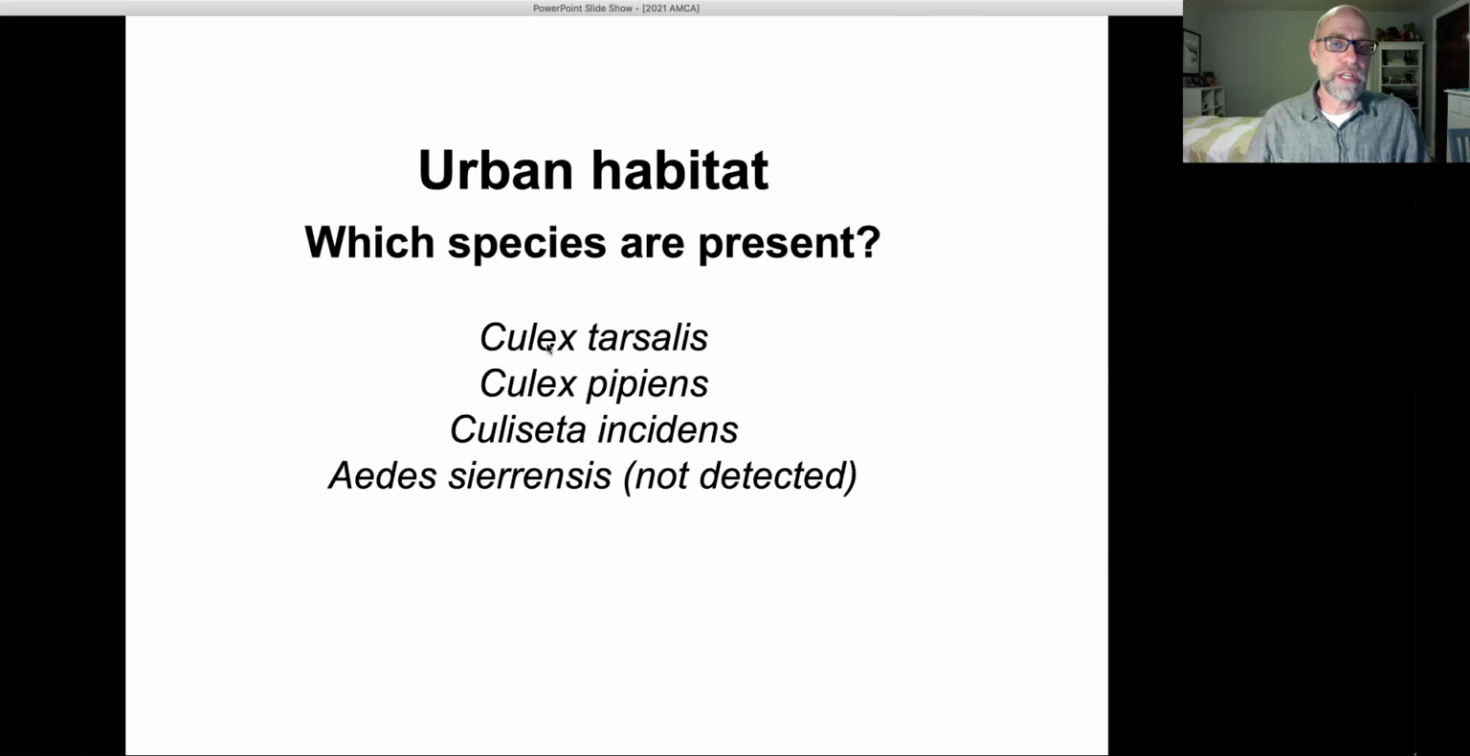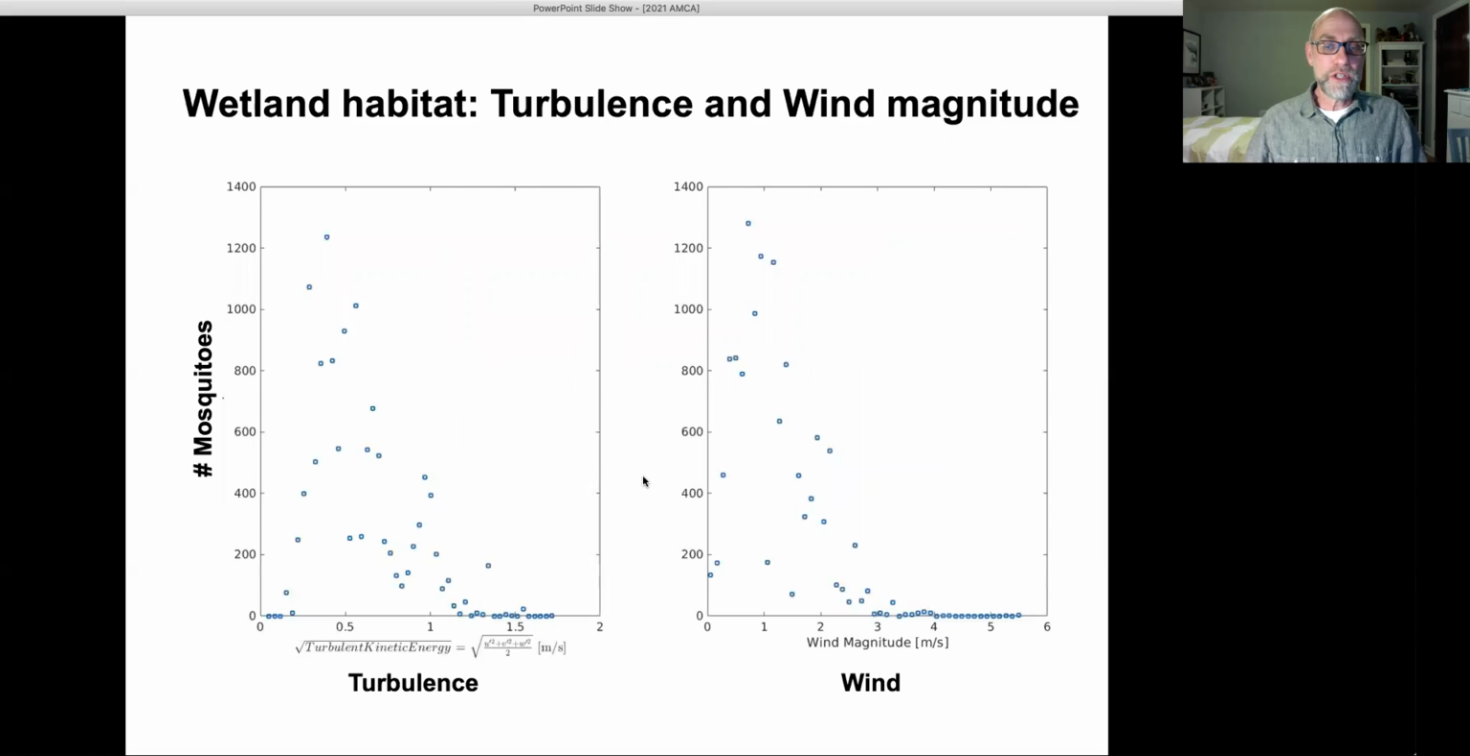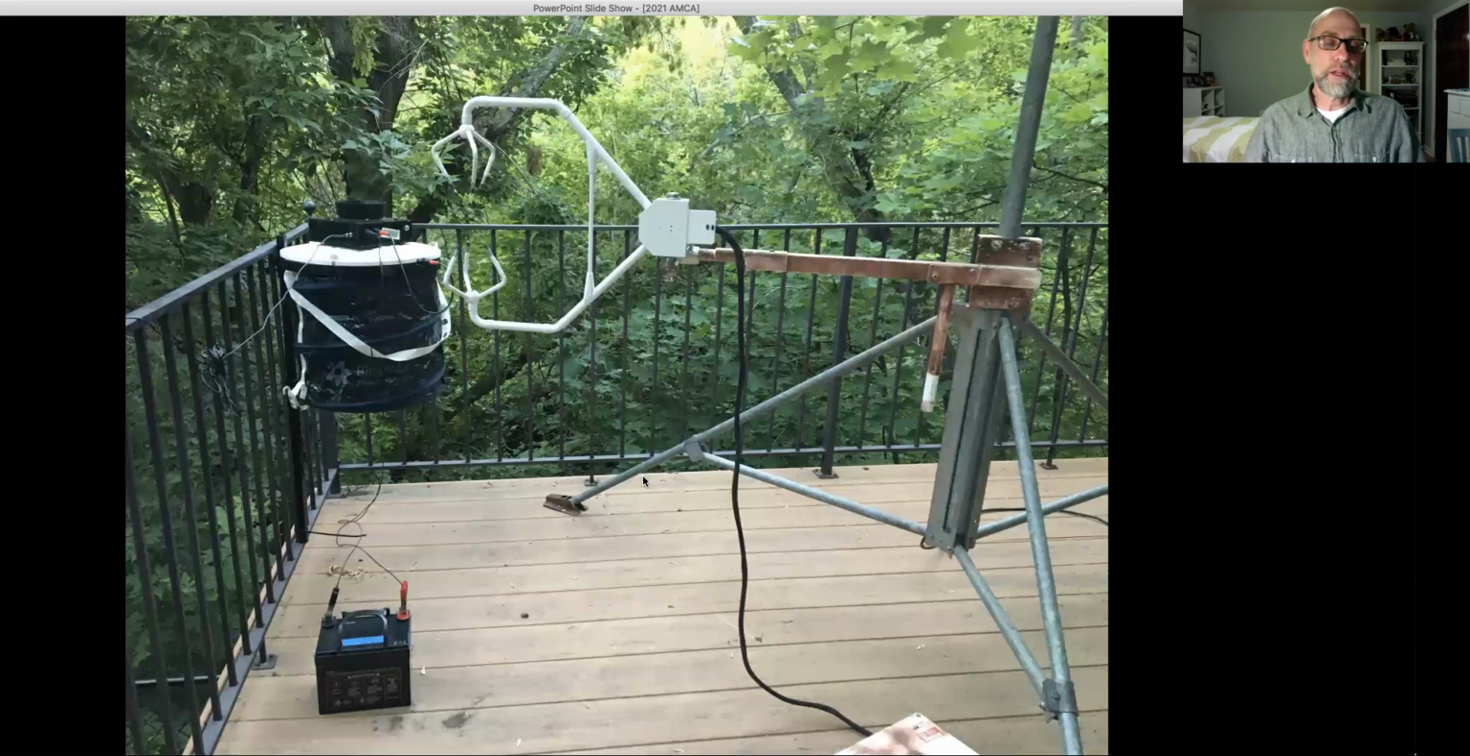In urban habitats, the following species were primarily present: Culex tarsalis again, Culex pipiens, Culiseta incidens. We know that Aedes syrensis is around, and we were trying to catch some of these, but unfortunately we did not. This is the same setup that we used in the open areas around the Salt Lake, in the wetland areas. It's a sonic anemometer and a trap with a counter on top of it.